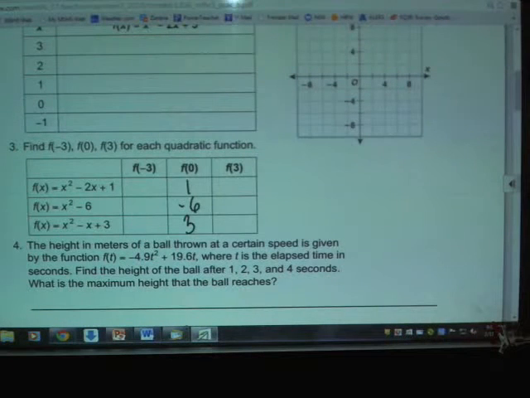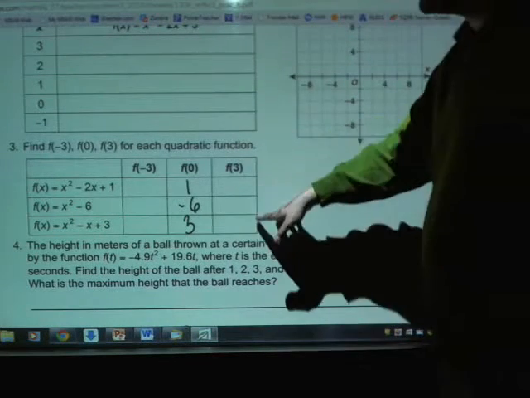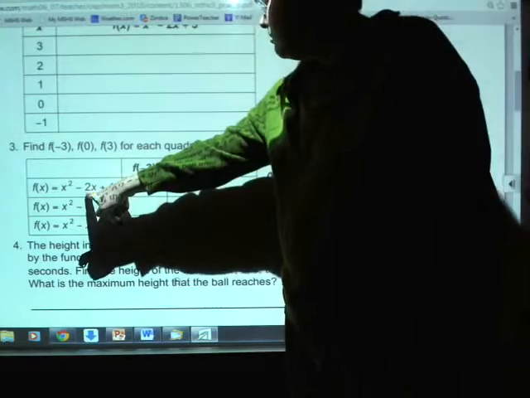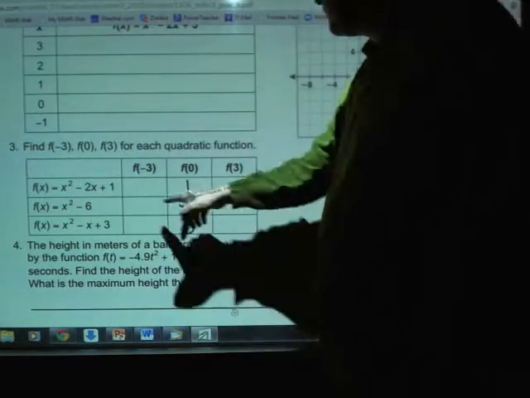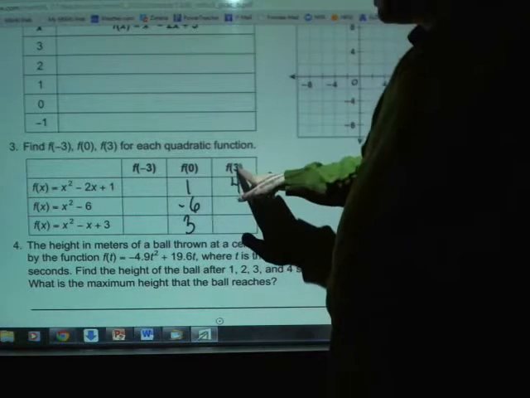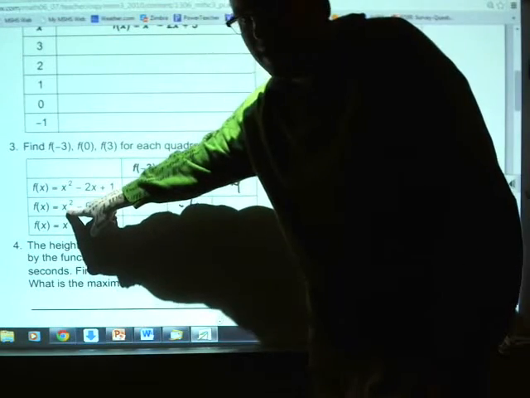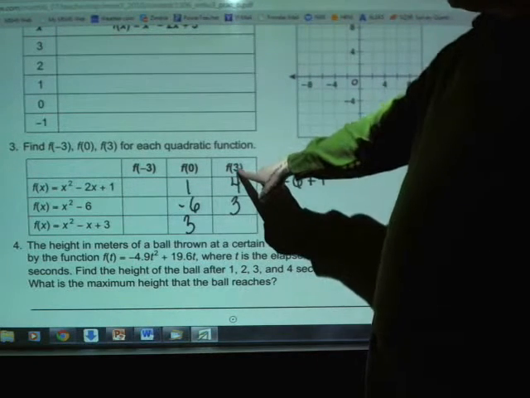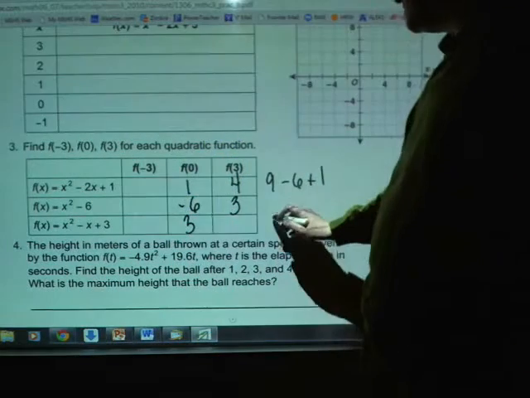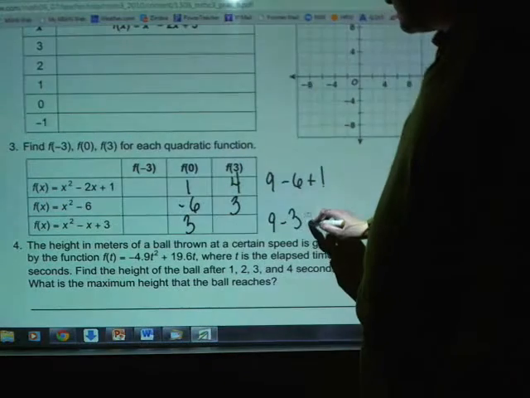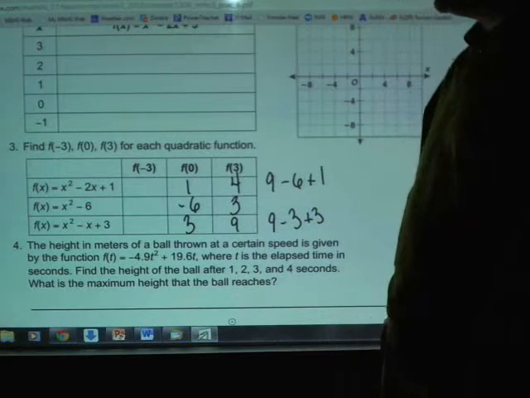Okay, so we got the easy one out of the way. Now we can decide if we want to go to the one on the right or the one on the left. It doesn't really matter. Let's go with f of 3 here. Change x into 3. 3 squared, 3 times 3 is 9, minus 2 times 3 is 6, plus the 1 at the end. 9 minus 6 is 3, plus 1 is 4. Next one, 3 squared is 9, and 9 minus 6 is 3. Last one, 3 squared, 3 times 3 is 9, minus the x value, 3, and then at the end it just says plus 3. So it's 9 minus 3 plus 3, which is 9.